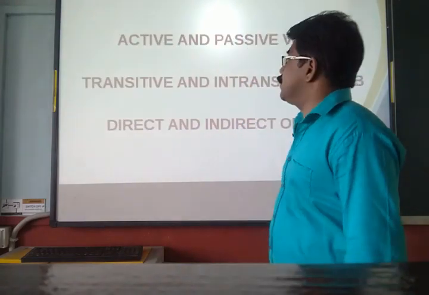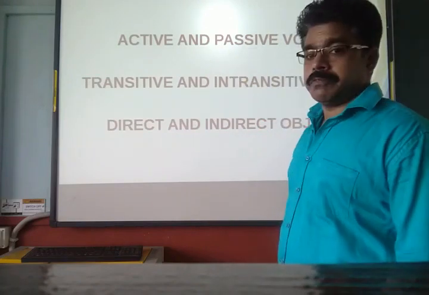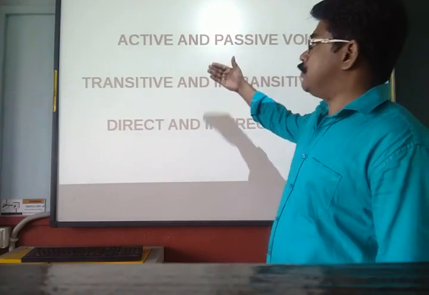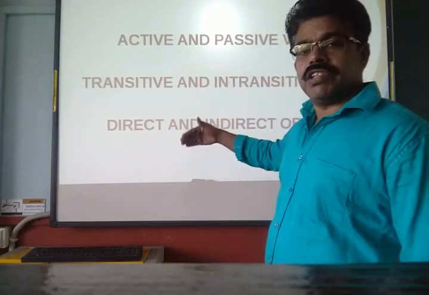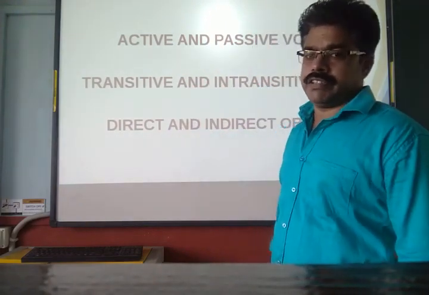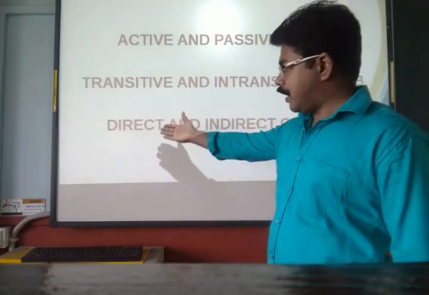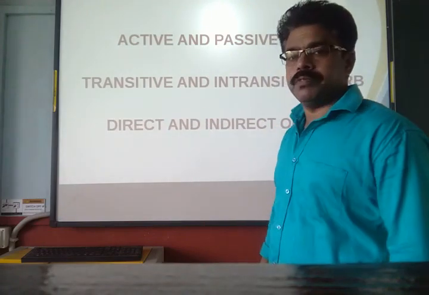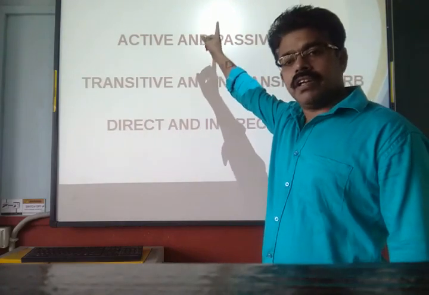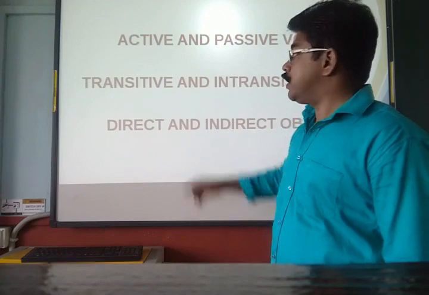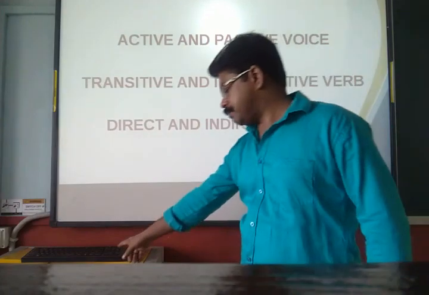So as it is given here, the main thing we discussed in the previous class was active and passive voice. To verify what we have studied, there were two other essential things needed for our class: transitive and intransitive, and direct and indirect objects. These are two supplementary parts that are essential to learn active and passive voice.